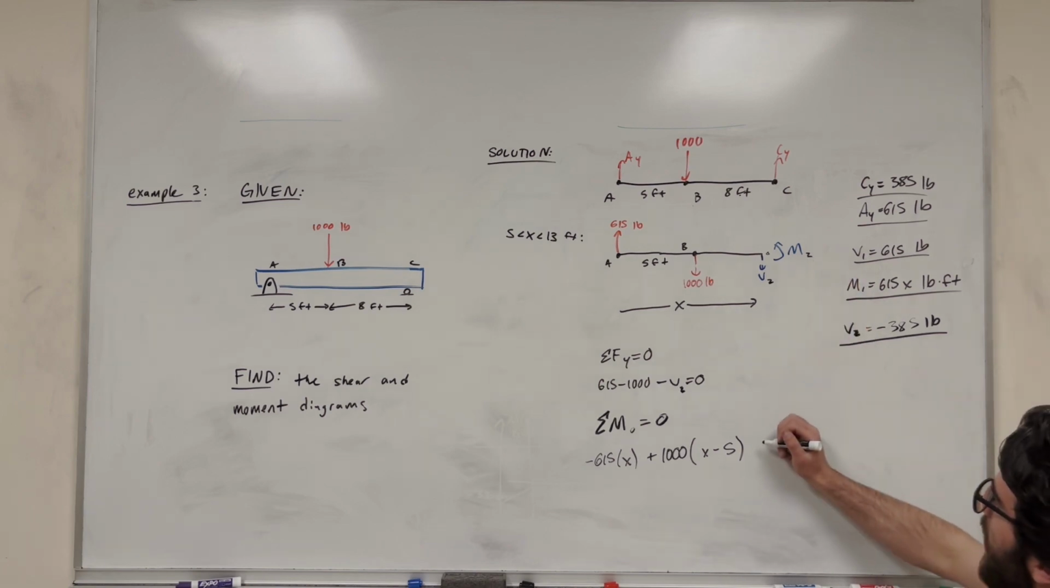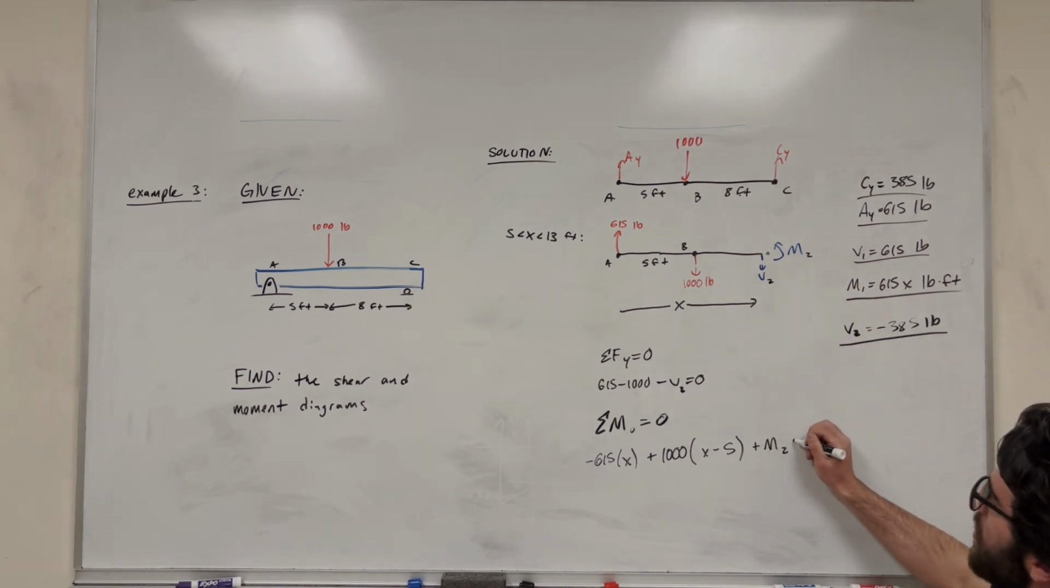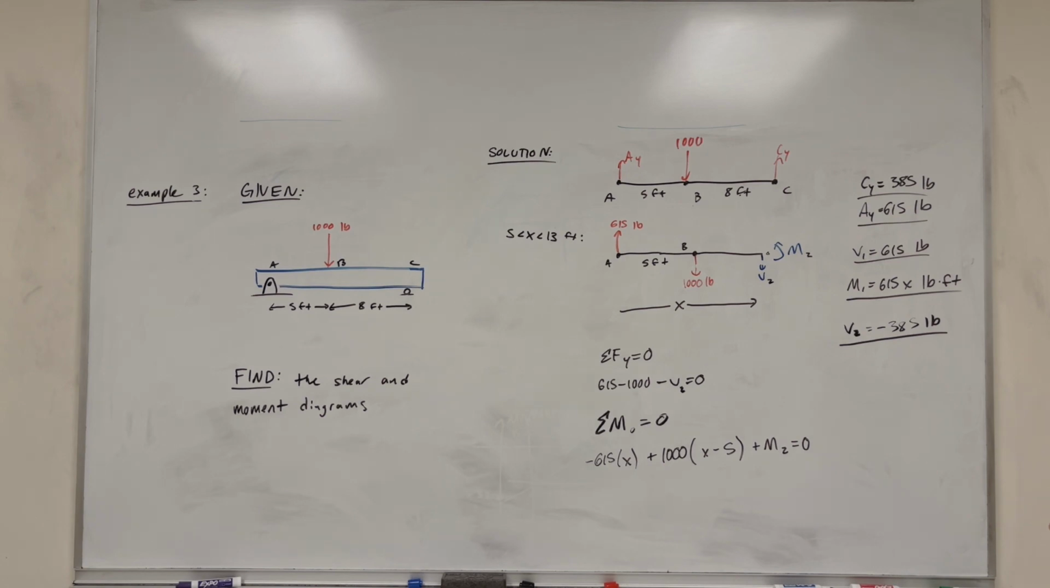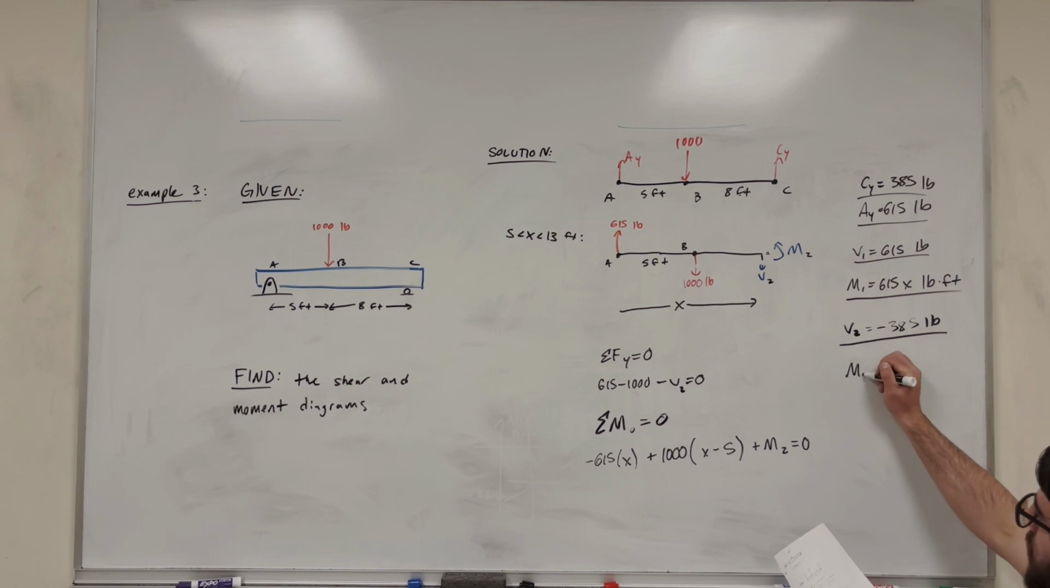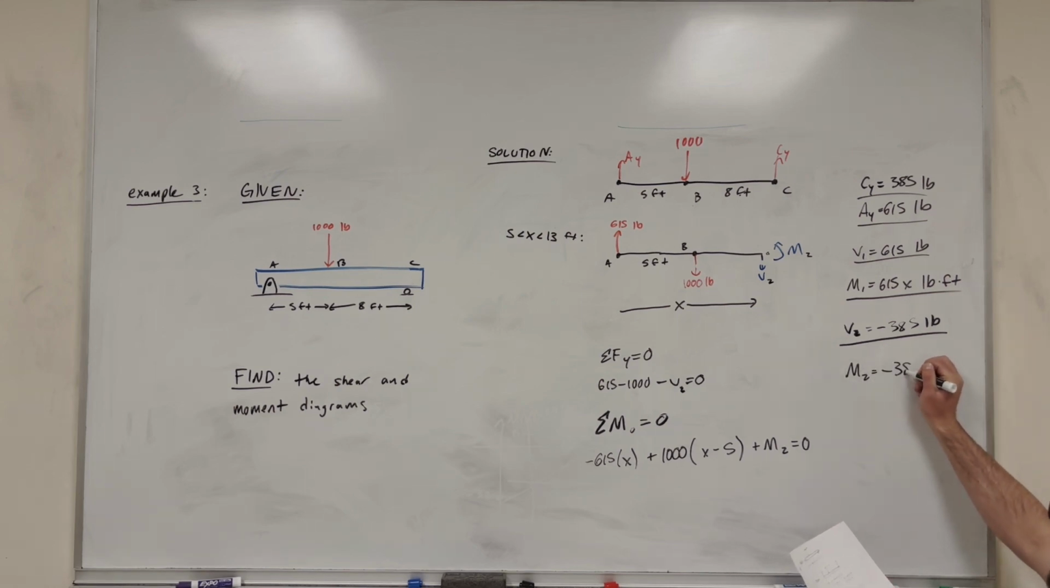Then finally, our last thing to add is that moment 2. Set that equal to 0. So now we just got to move one of these over and solve. And what you're going to find, making sure I did this right, of course, is that moment 2 is equal to negative 385x plus 5,000.